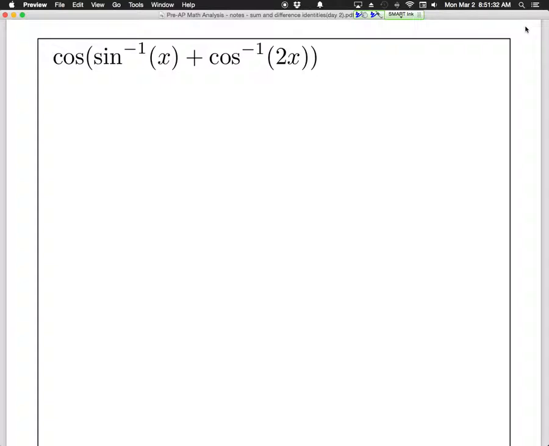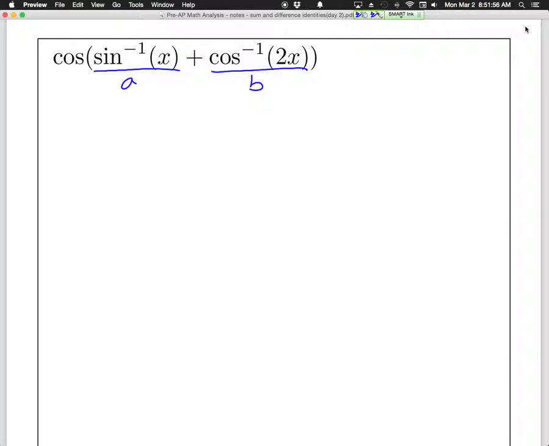So does anybody notice what form we are sitting in right now? Cosine a plus b. We're looking at cosine of a plus b. So what is a and what is b? So this right here is a, and that is b.